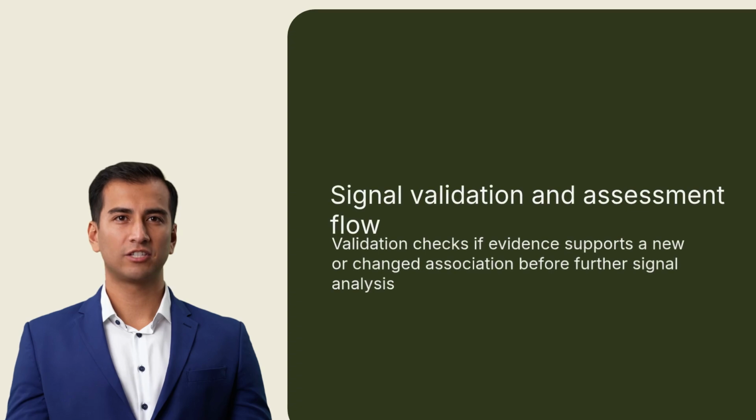Under GVP Module 9, a signal is information suggesting a new, potentially causal association or a new aspect of a known association between an intervention and an event. The process moves through signal detection, validation, confirmation, analysis and prioritization, assessment, and then recommendation for action. Validation asks whether there is enough evidence of a new or changed association to justify further analysis.